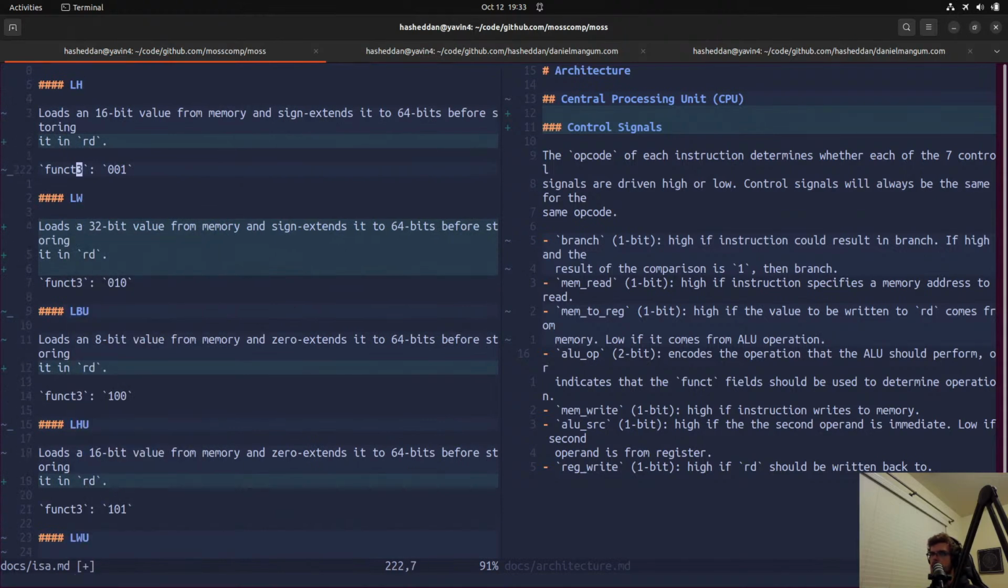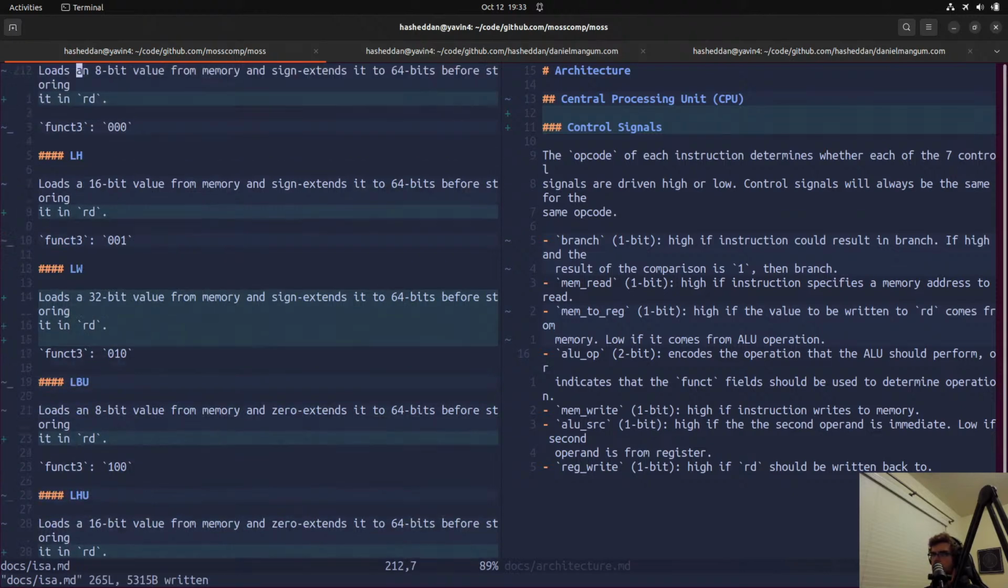Just cleaning these up. All right. Where were we?